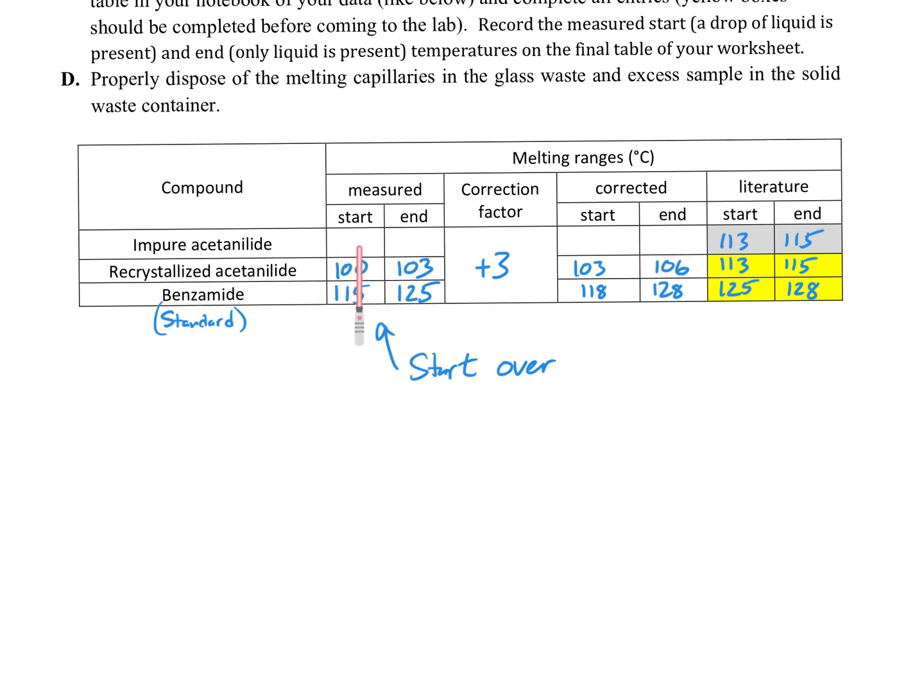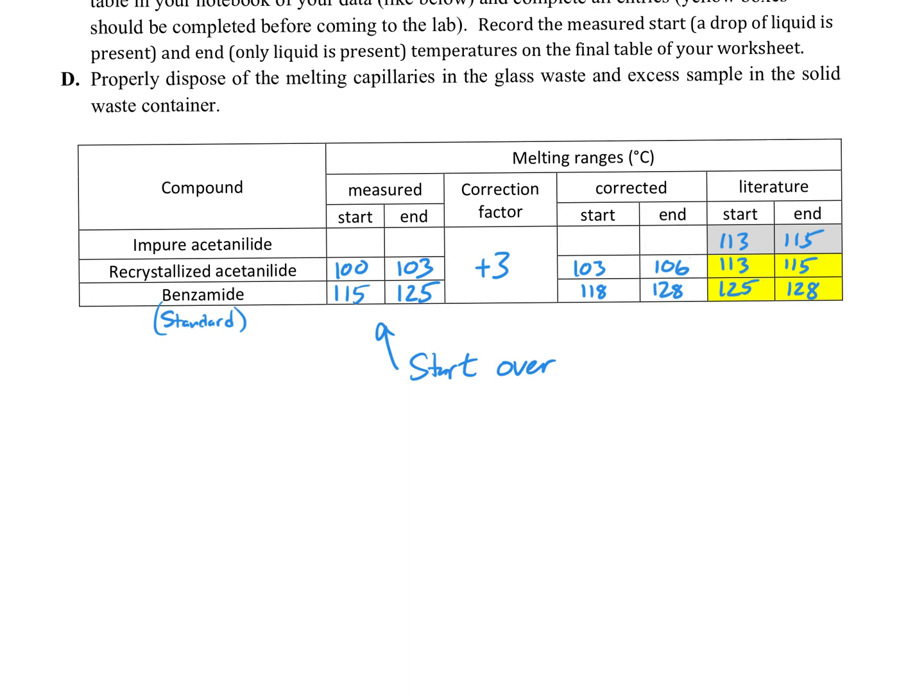One last thing I want to point out, the correction factor is always applied to every number that you obtained during that same melting range experiment. You would not use the correction factor that you used a few minutes ago or the correction factor that you used last week. You always obtain your own new correction factor based on the standards. You always will have a standard, and that correction factor will be applied to everything.